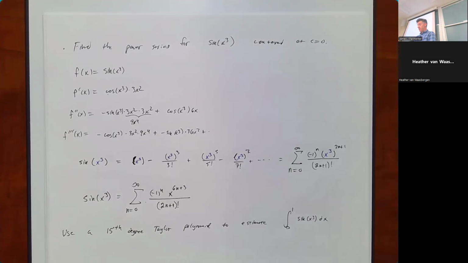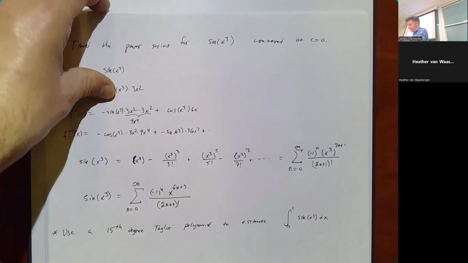Which is kind of nice because sine of x cubed, I'm pretty confident, is impossible to actually find an antiderivative of. So this is an example of where Taylor polynomials are really useful in helping us calculate things that we wouldn't otherwise be able to calculate. Sure, there are other ways of approximating integrals, like the trapezoid rule or the midpoint rule, or Simpson's rule, but this is a very good method of estimation.